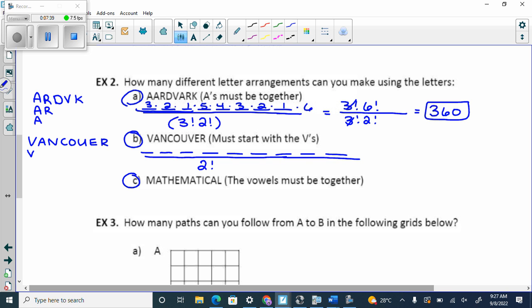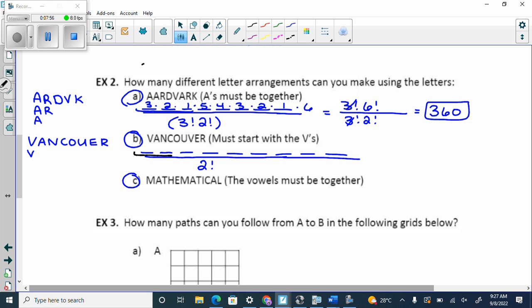All right. So the first one is similar to what we just did, except this time the A's must be together. The catch with B, it says it must start with the V's, correct? So the V's can be together, but we're not going to move them, is the catch.